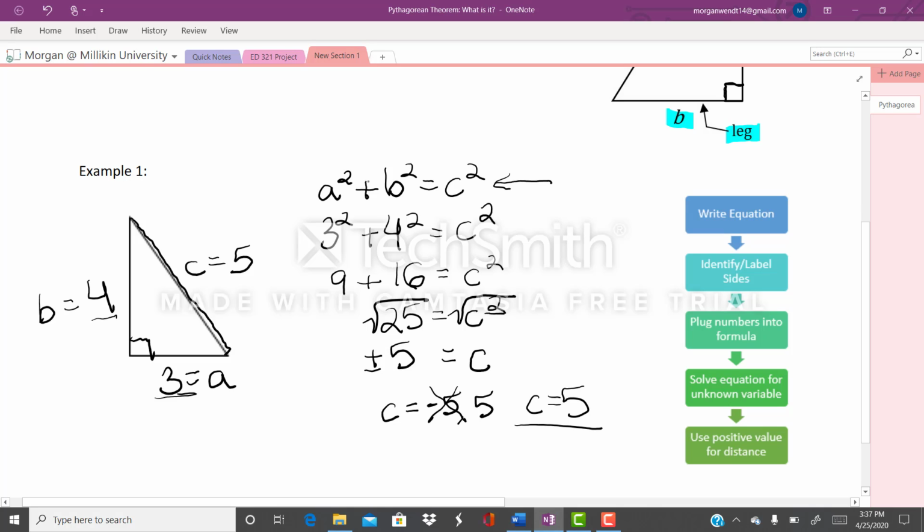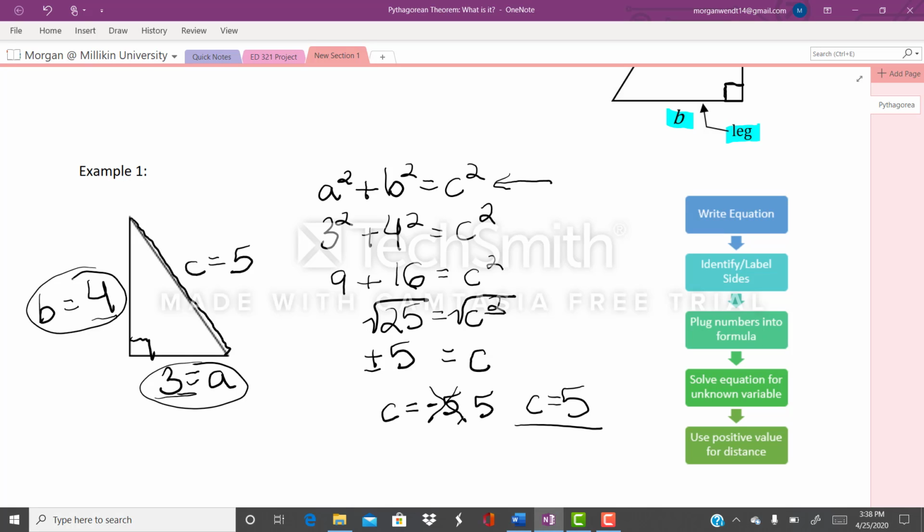And I knew that I had to use that formula because when I looked at the figure, I was given only the 4 and the 3 to start with. I was only given this information right here. I didn't know what c equaled yet. So I knew I needed to use the Pythagorean theorem to find the missing side of the right triangle.